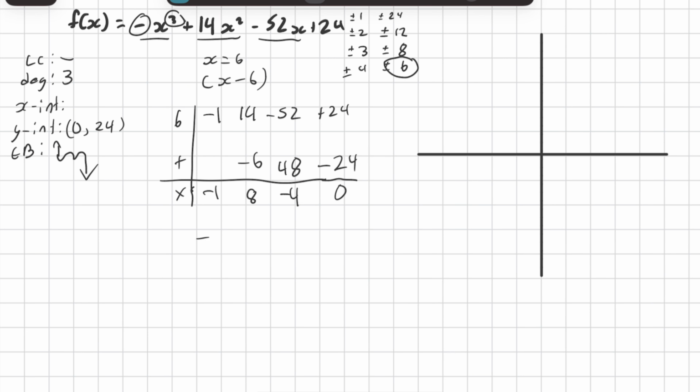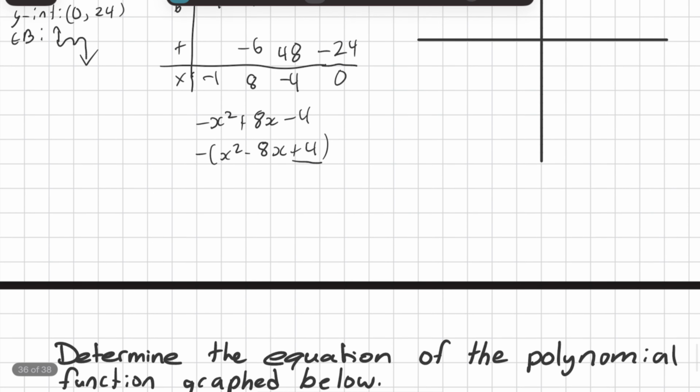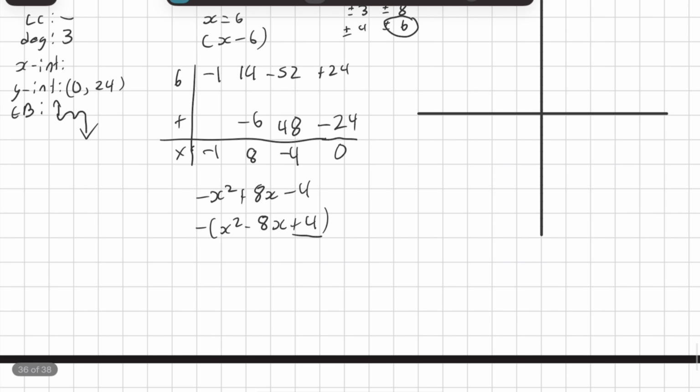So we're going to get left with -x² plus 8x -4. So this is going to be your equation. You can take out that negative, so you have negative times x² -8x plus 4. Now we can see that we cannot factor this normally because nothing can multiply to get 4 and then add to get -8. So you're going to have to go ahead and do your quadratic equation.